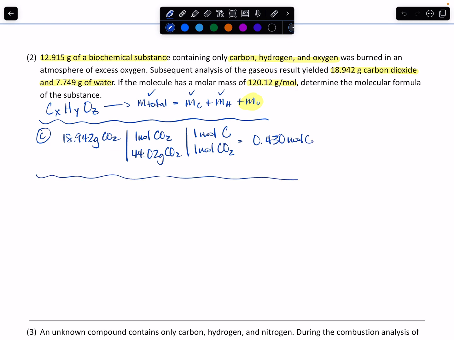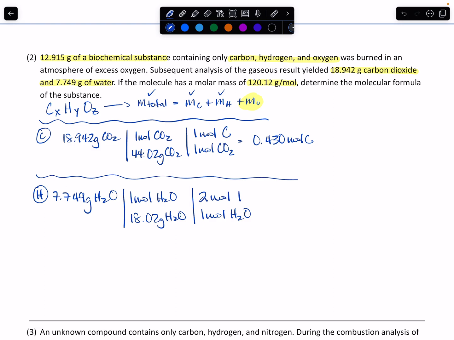Now we're going to look at hydrogen. Same thing, 7.749 grams of water. Convert that to moles using the molar mass. 1 mole of water has a molar mass of 18.02 grams. And then our mole ratio step, 1 mole of water molecules contains 2 moles of hydrogen atoms. Multiply that out, and we get 0.860 for our moles of hydrogen.